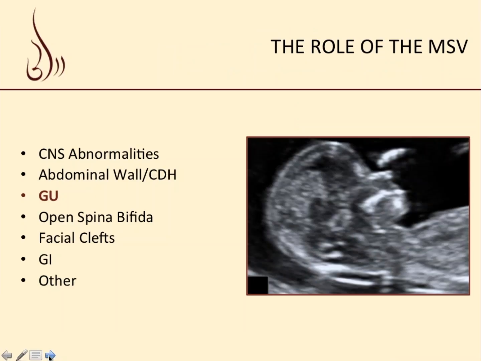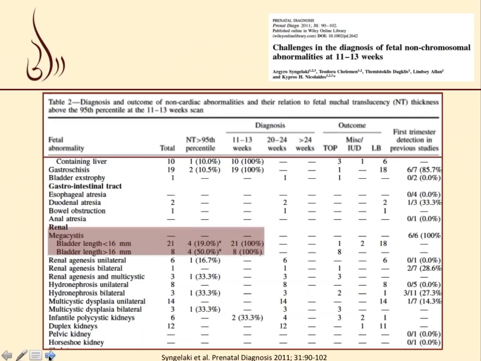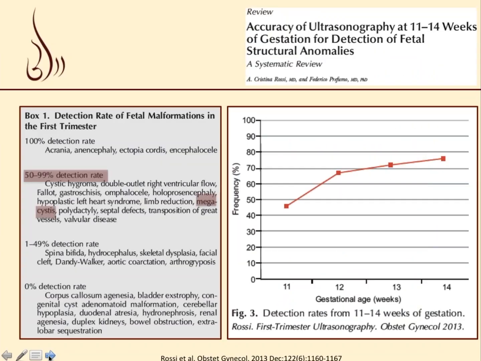With respect to the GU tract, from Nicolaides' study, sonographically you are able to detect up to 100% of cases. A nuchal translucency may be abnormal when the bladder length is more than 16 millimeters in 50% of cases. And this belongs in the 50 to 99% detection rate group.